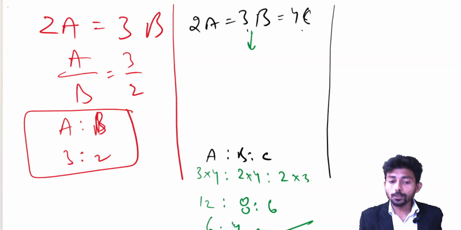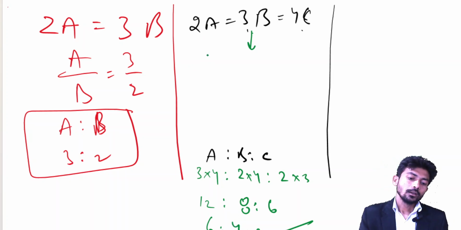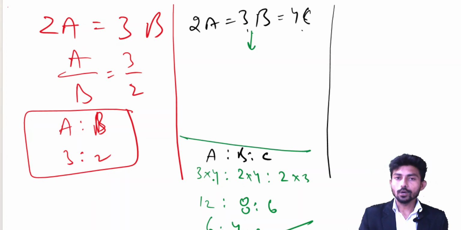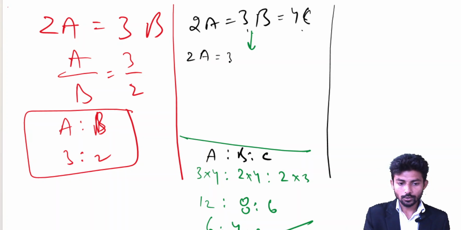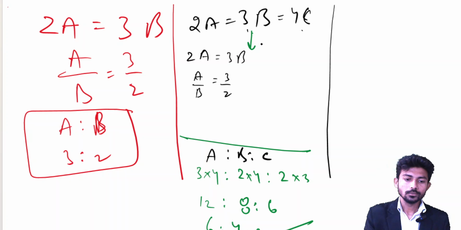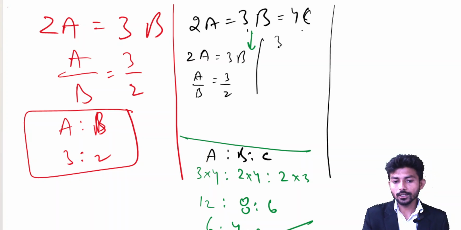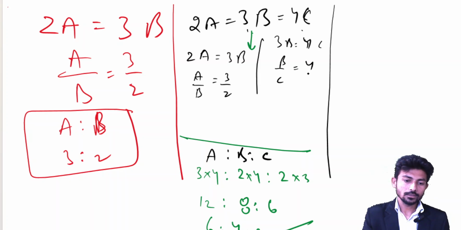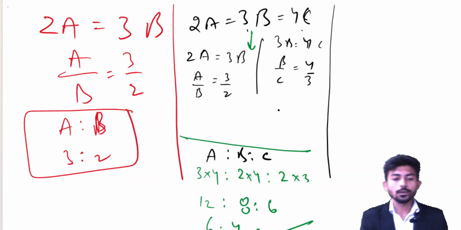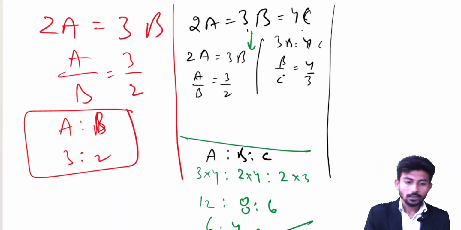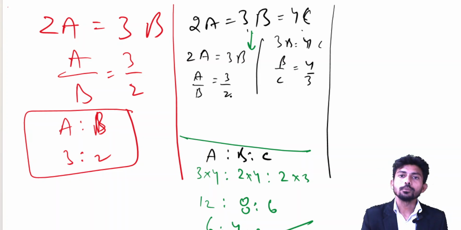So what can be the other approach except this? While for this we got the answer 6 ratio 4 ratio 3, what can be the other approach? See, for A, I can write 2A is equal to 3B. From here I can write A by B is equivalent to 3 by 2. Similarly, considering the other case 3B is equal to 4C, I can say B by C is 4 by 3.